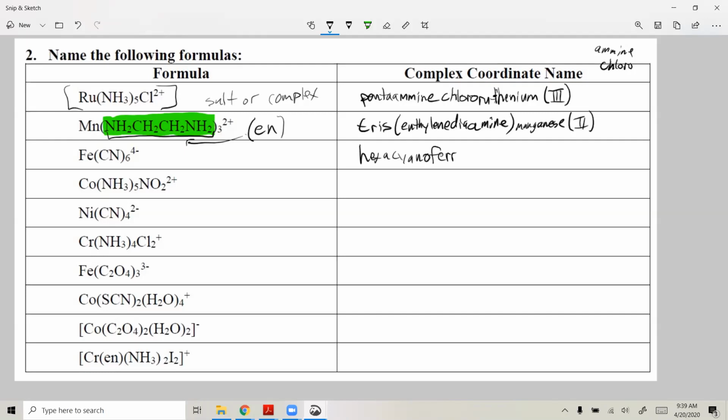Add 8. We have to add 8 to it, right? Because it is the anion, it should be ferrate. And what oxidation state should our ferrate be? 2. And we know this because it has a -4 charge, and each of those cyanos is a -1. So if our ferrate is a +2, then that's how we get that -4 charge overall.